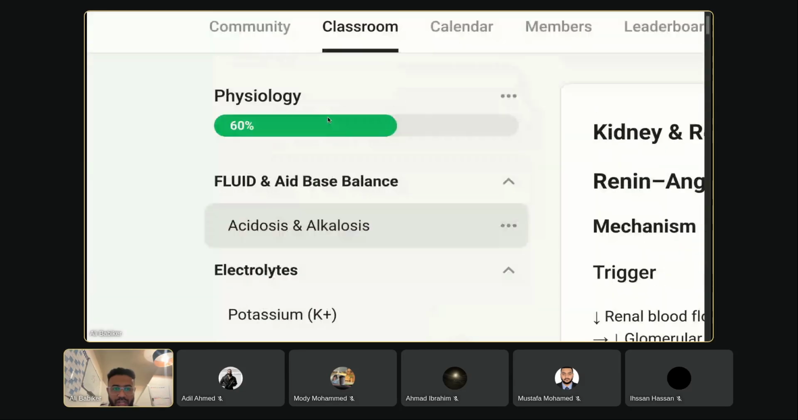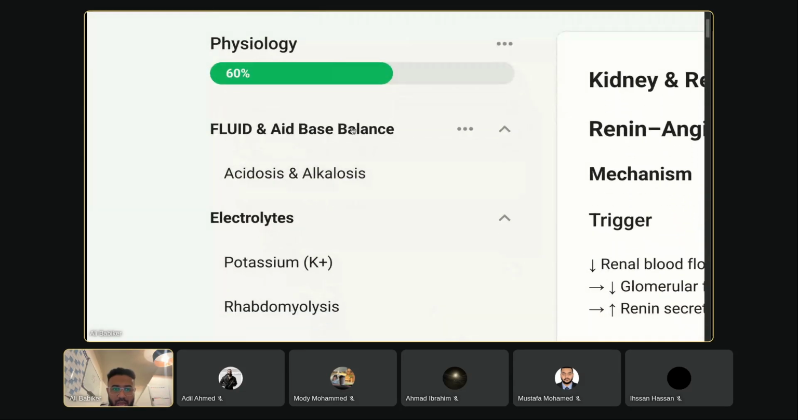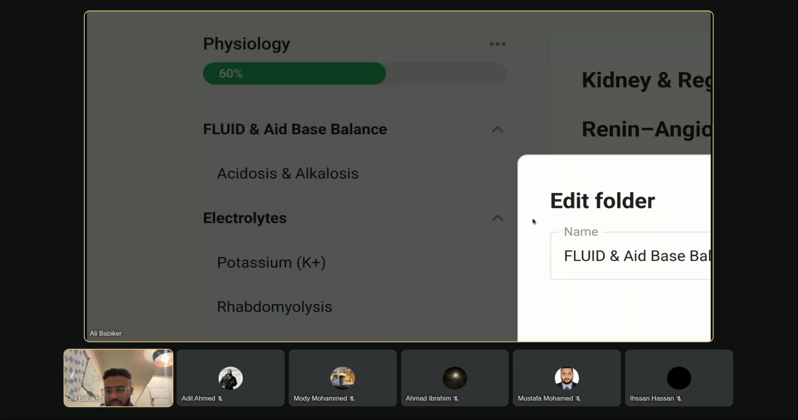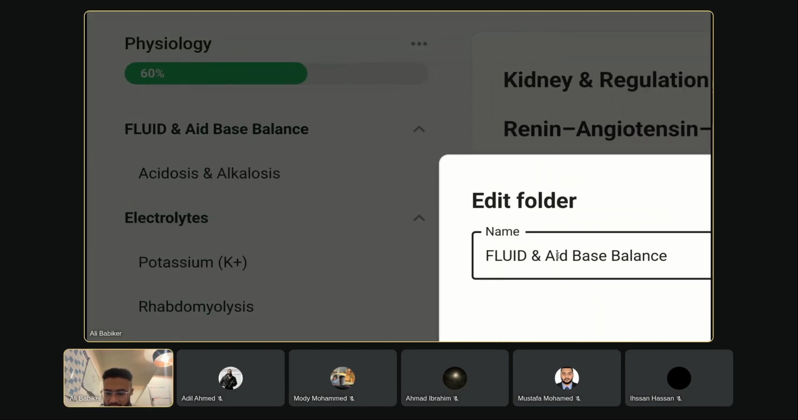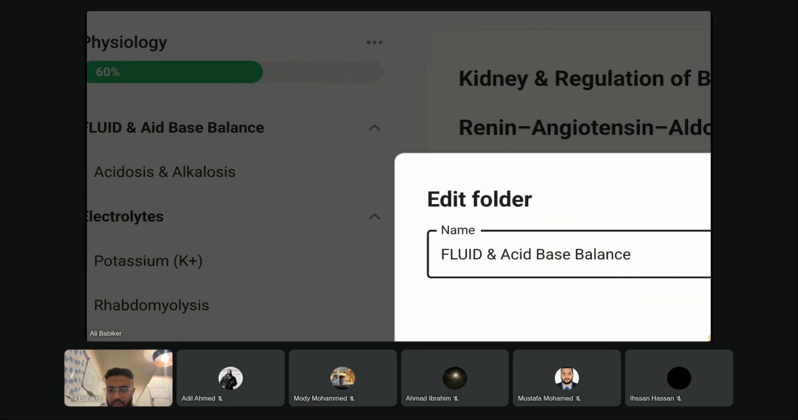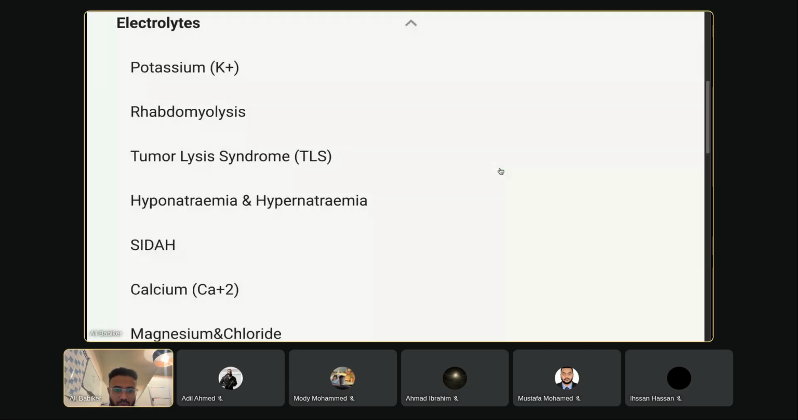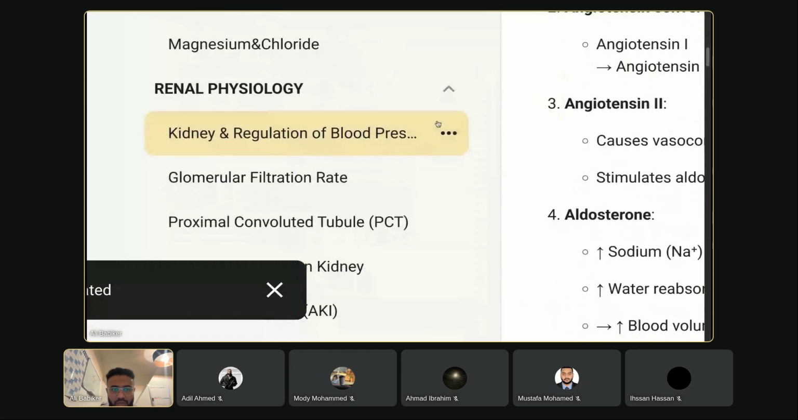All right. So we finished the anatomy. We finished the fluid and acid base. We finished the fluid and the acid base. We finished also the electrolytes. And today we're going to start from the renal physiology, okay?